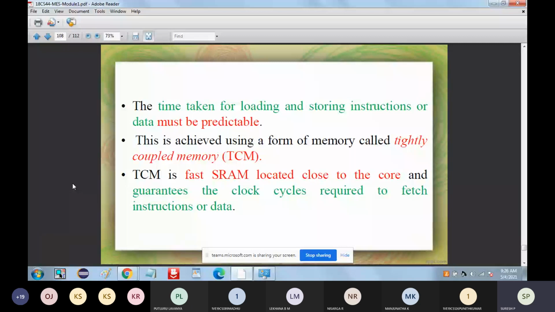Whenever you want to execute some program, it will have a number of instructions. One by one, each instruction has to be fetched and executed. So who is going to locate which instruction has to be executed next? Your program counter. Now, when this sequence of processes is going on, it has to guarantee how many clock cycles are required to fetch the instruction or to fetch the data. That is what your tightly coupled memory is going to do.